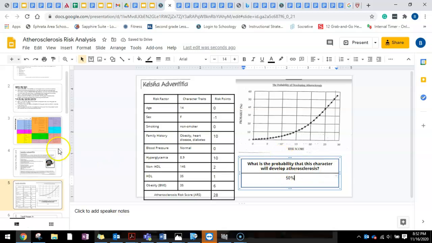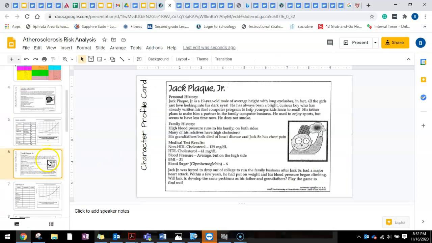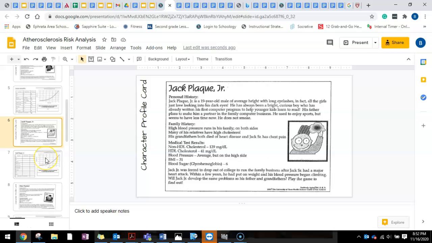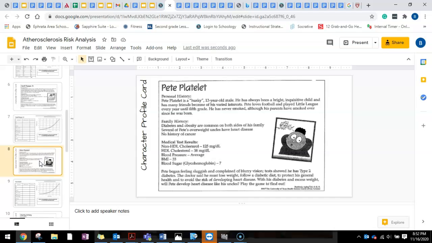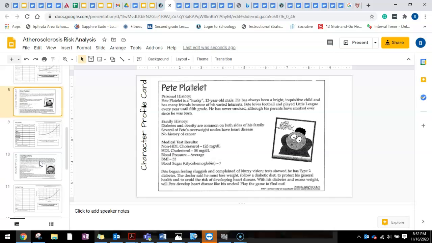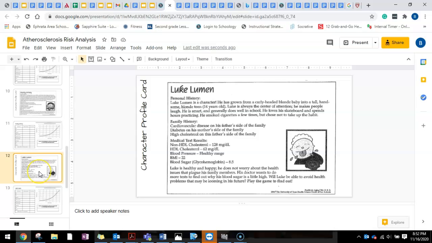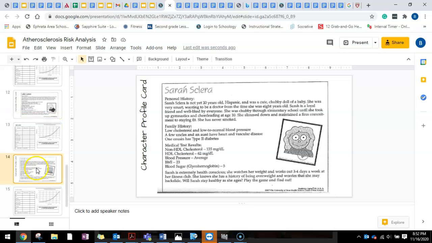Okay? So, now that you have that done, you'll continue on with Jack Plack Jr. And looking at his history. Pete Platelet, Marty Artery, Luke Lumen, and Sarah Sclera.